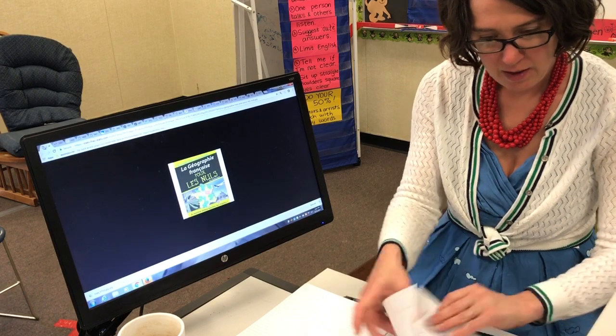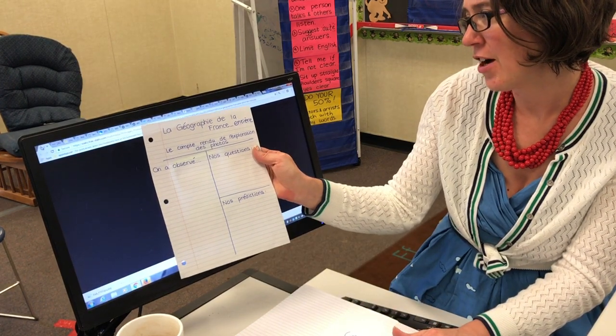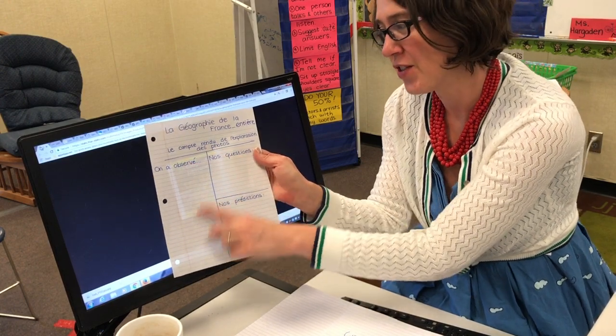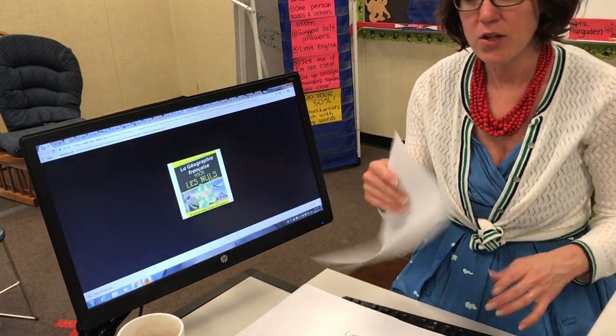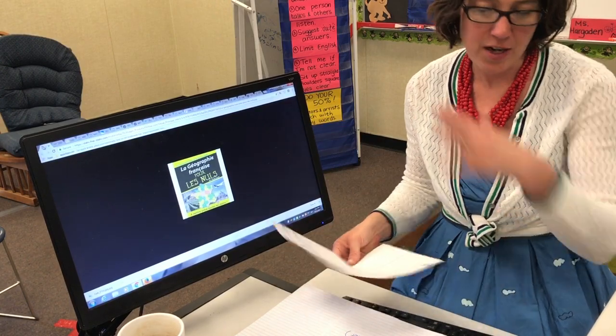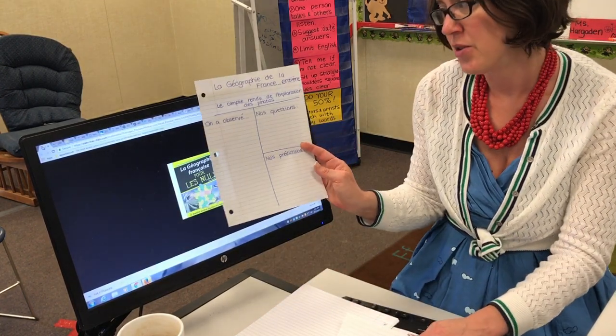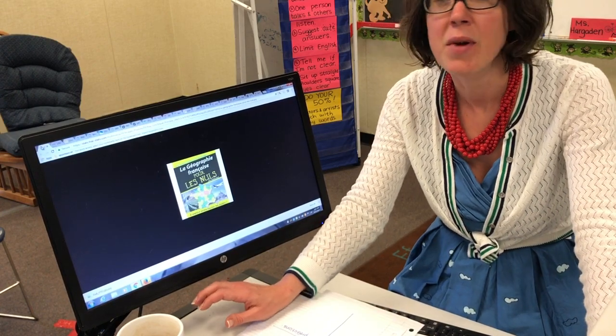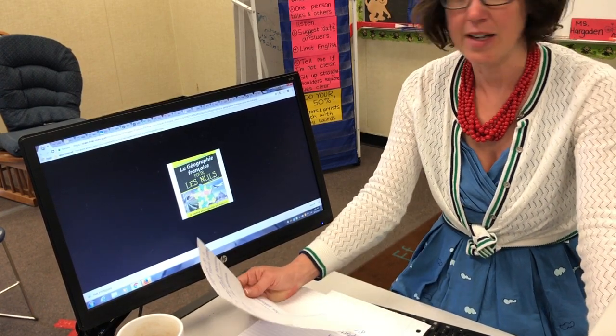the geography of the entirety of France, the report of the exploration of pictures. So we observe this, our questions, and our predictions. So after we look at these and discuss them as a class, we will write together, and I'll basically be taking dictation from them. This is just a second year class.